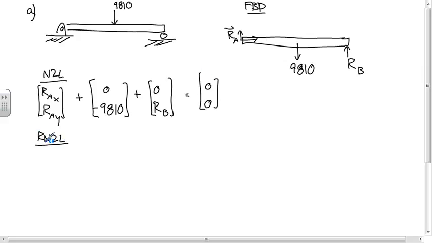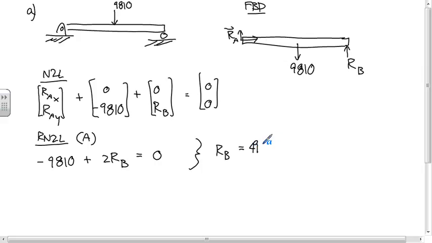In the rotational equation, I'll calculate the moments about A. So we have minus 98.10 plus 2RB is equal to 0. So RB is equal to 4905 and RA is equal to 0.4905.